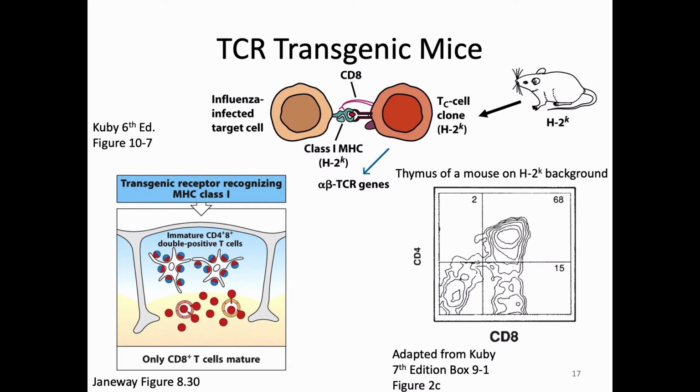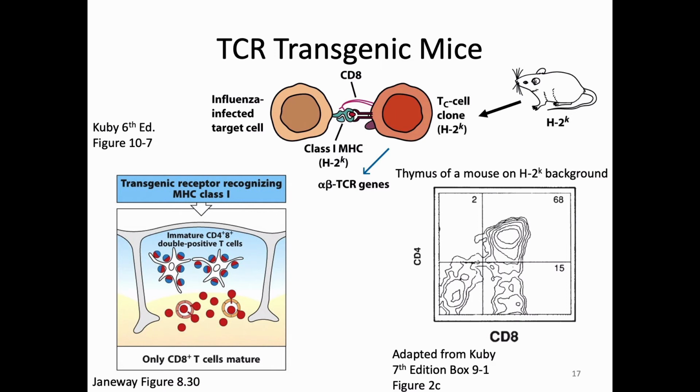And in fact, if I look at the thymus of this mouse, I'll see some double negatives, I'll see some double positives, and I'll see CD8s, but I'll see no single positive CD4s because none of them develop. If I look in the periphery of this mouse, I'm gating on CD3. 100% of my T cells are CD8 T cells. And in fact, they all recognize influenza. So now I got like an infinite source of my favorite T cell.